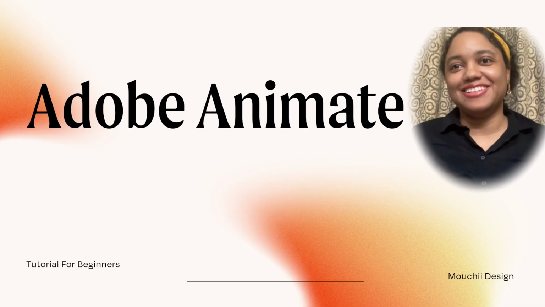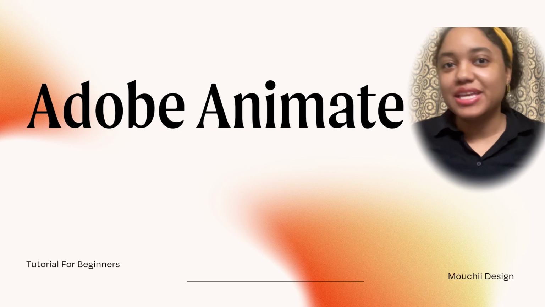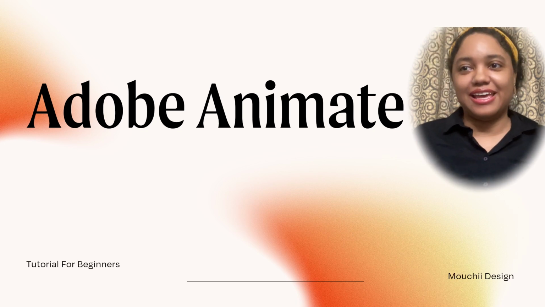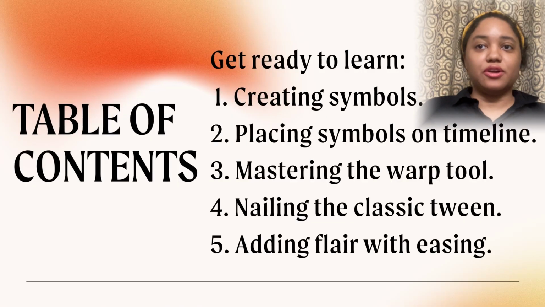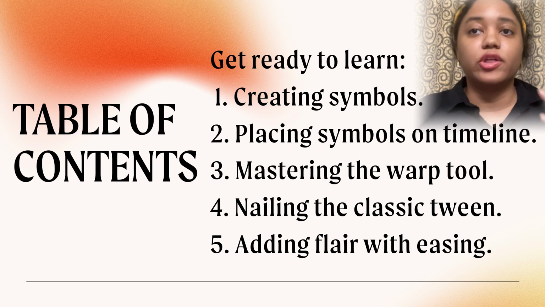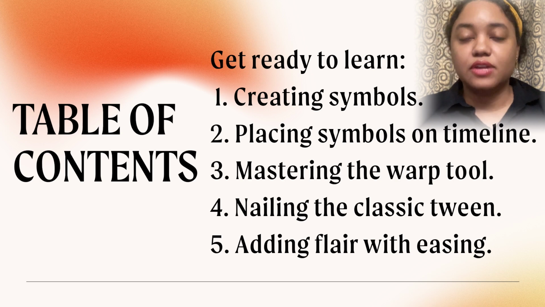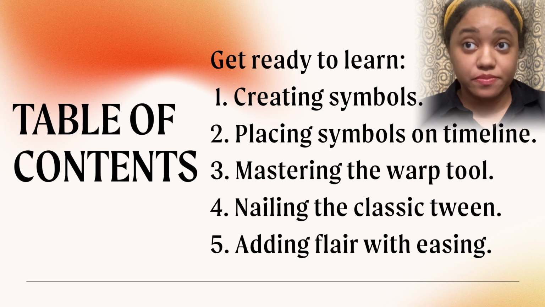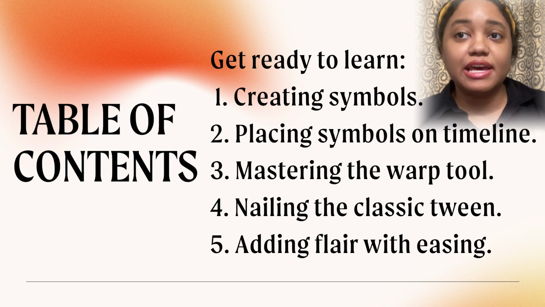We are going to go into an Adobe Animate for Beginners tutorial today. I hope you are excited. So this is what we are going to learn. We're going to learn creating symbols. We're also going to learn placing symbols on the timeline, and we're going to master the warp tool as well as nail the classic tween. We are also going to add flair with easing in and easing out.